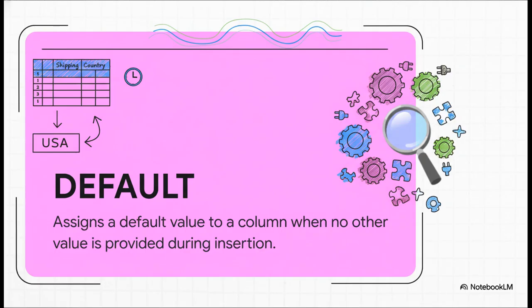And then we have the helpful assistant of the group, the default constraint. This one's pretty cool. If you don't provide a value for a column when you're inserting a new record, this constraint just fills one in for you. For instance, you could set a default shipping country to USA, which saves time and cuts down on data entry mistakes.